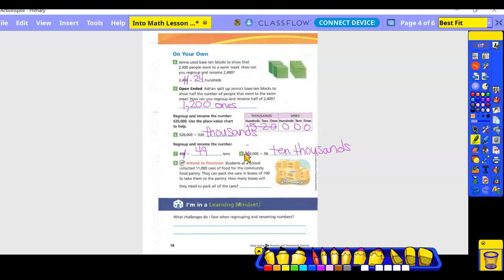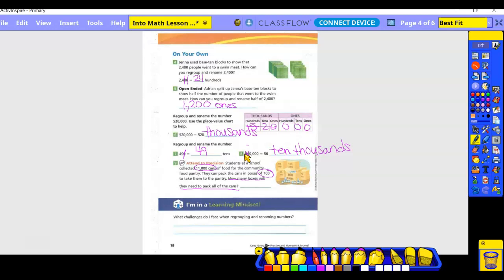Number 9, attend to precision. Students at school collected 11,000 cans of food for the community food pantry. They can pack the cans in boxes of 100 to take them to the pantry. How many boxes will they need to pack all the cans? So we have the 11,000 cans, we have 100 per box, and they need to know how many boxes they will need. So I'm basically going to take 11,000 divided by 100.